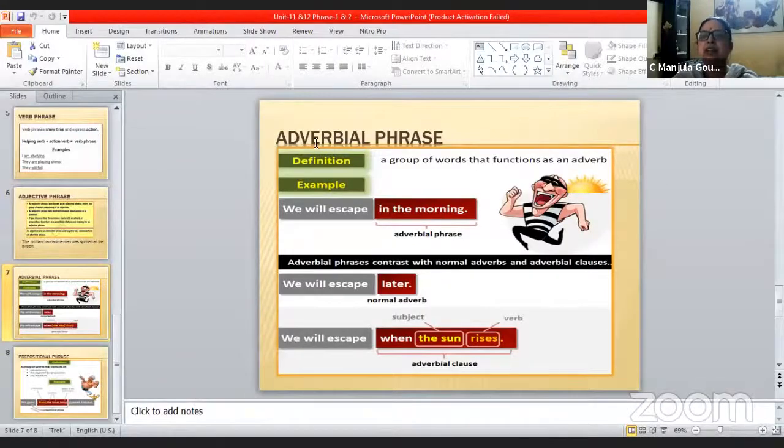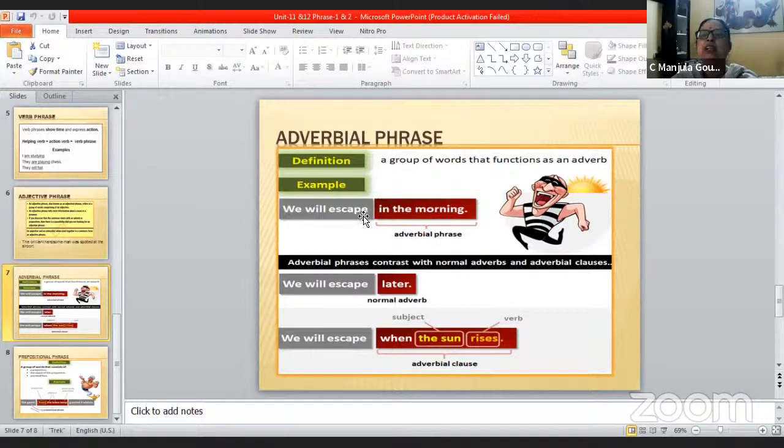So these words, as you will be reading, you will understand, they help you to understand better the word forms of the English language, which are very important for every one of us to know as students of English, right? Now let us look at adverbial phrase. This is adverbial phrase. As the definition goes, we are referring to the adverb over here. The definition is a group of words that function as an adverb. Example, we will escape in the morning. So in the morning is the adverbial phrase.